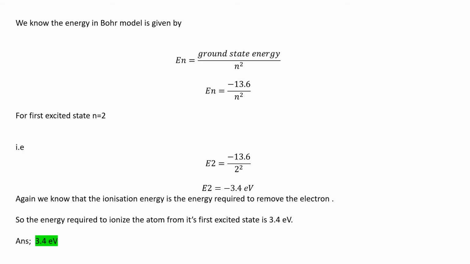We know the energy in Bohr model is given by En is equal to ground state energy divided by n square, where n is the number of the state. And we know the ground state energy is equal to minus 13.6, so we can write En is equal to minus 13.6 by n square. For the first excited state we know that n equals 2. So by putting the value of n, we find that E2 is equal to minus 3.4 electron volt. Again we know that the ionization energy is the energy required to remove the electron. So the energy required to ionize the atom from its first excited state is 3.4 electron volt.